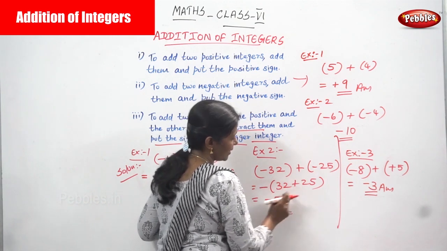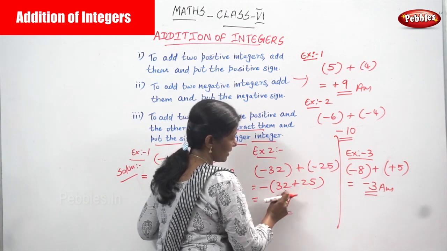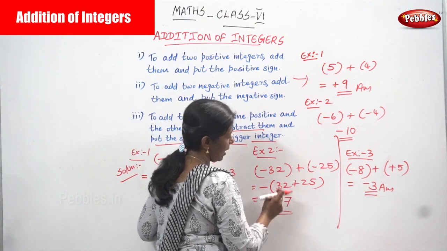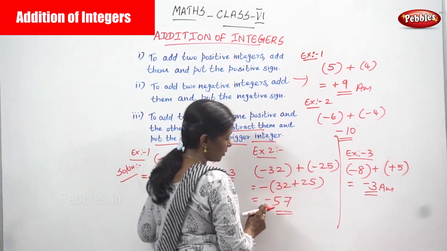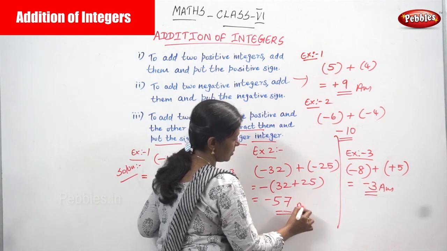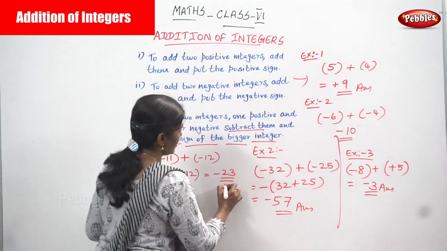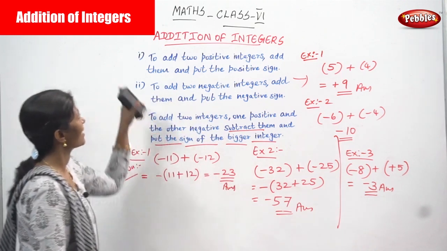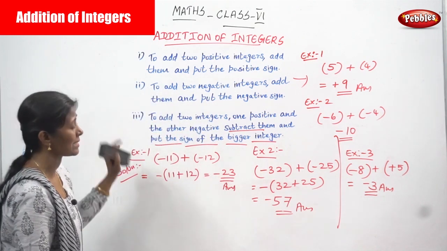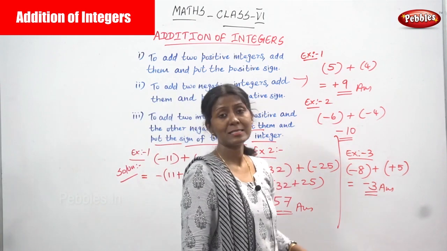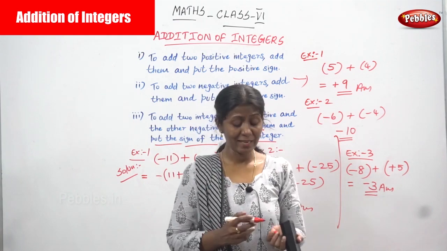After that I am going to add the numbers. 2 plus 5 is 7, 3 plus 2 is 5. I have written the answer is 57. After that I put the negative sign, because it is a negative integer. So the answer is minus 57. This is the right answer for the question. I think you understand the rules of addition of integers, the important points, and how to solve the sums very clearly.